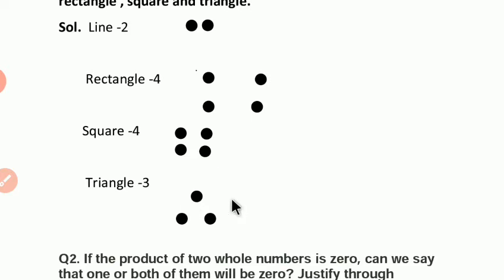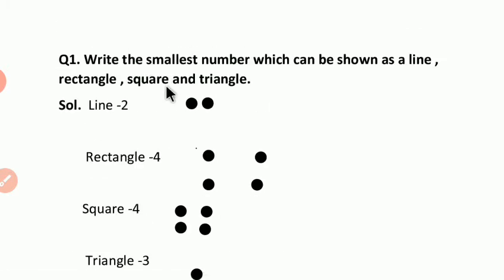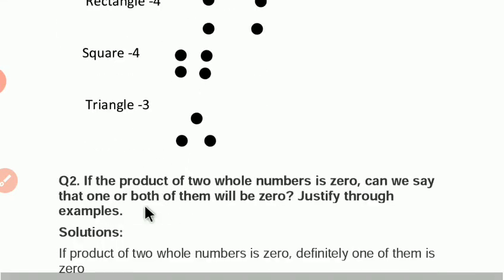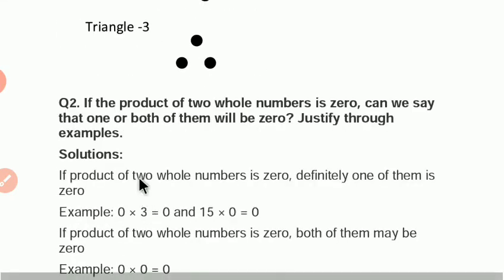Then triangle, if you take only a single dot, is it possible to make a triangle? No. So how many dots do we have to take? 1, 2, 3. Then only it is possible to make a triangle. So the smallest number for making a line will be 2, for rectangle 4, square 4 and triangle will be 3.